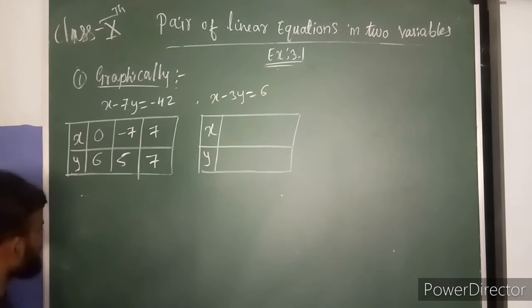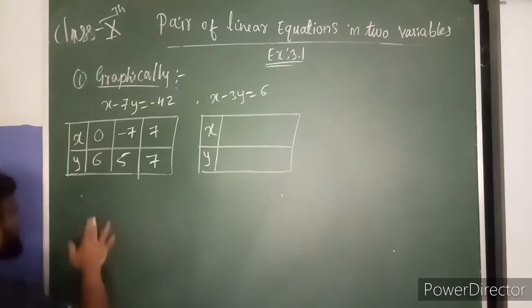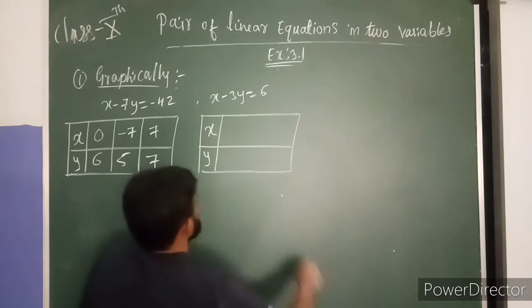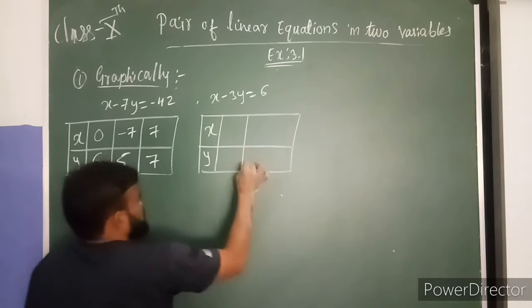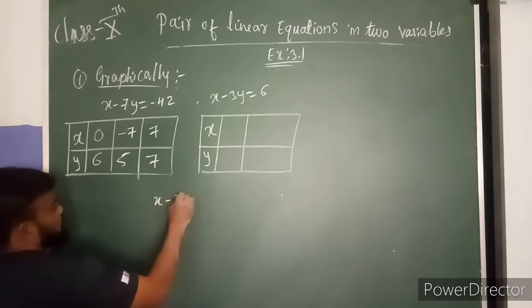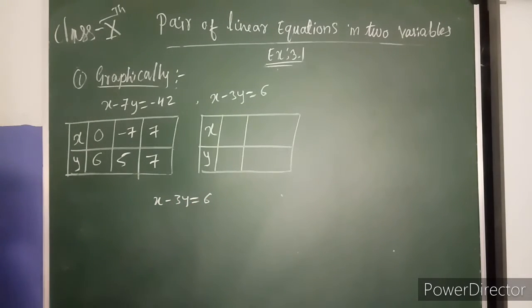After that, this value I will take here only. Better I should take it here only, and I can explain here also. Okay, I will do the graph. So what second equation do we have to write? See, x minus 3y is equal to 6 will be there.